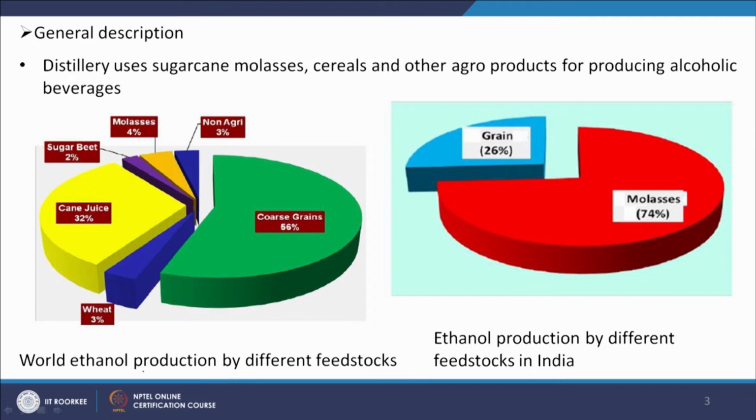Okay. So, this is world ethanol production by different feedstock. We see coarse grain 56% and cane juice 32%, molasses 4% and non agricultural 3% and sugar beet 2% and wheat 3%. And if we see in Indian case, molasses is 74% and grain is 26%. Okay. So, certainly we will be focusing mostly on molasses based distillery.